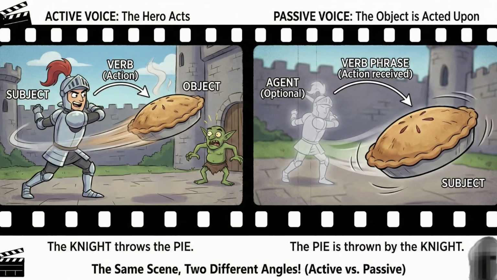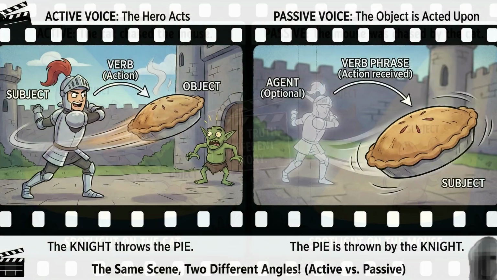Imagine a sentence as a little scene in a film. There's a character, there's an action, and there's someone or something receiving that action. This character, the one performing the action, is our subject. The receiver is the object. And the action is the verb. But here's the plot twist. We can tell the same scene in two completely different ways.